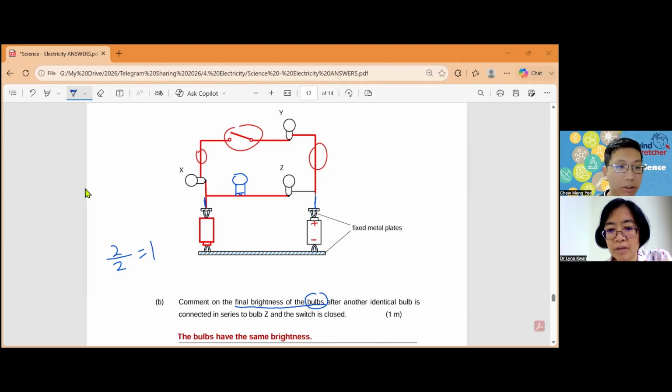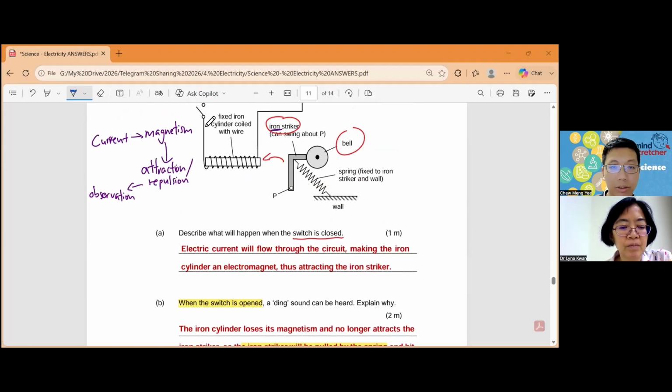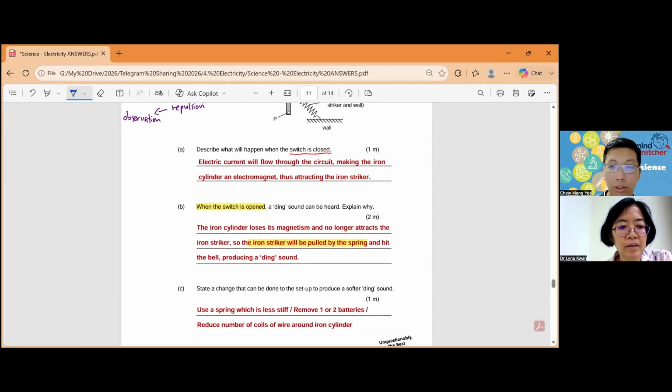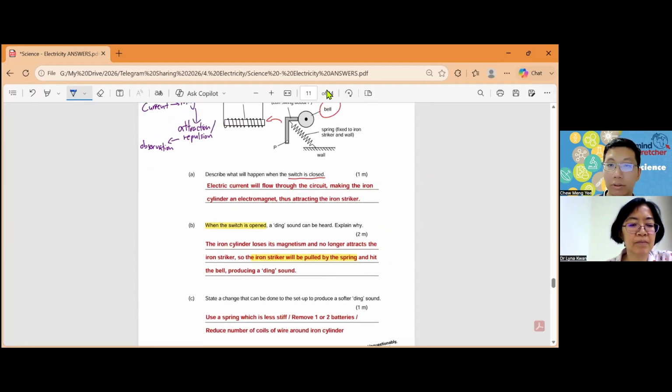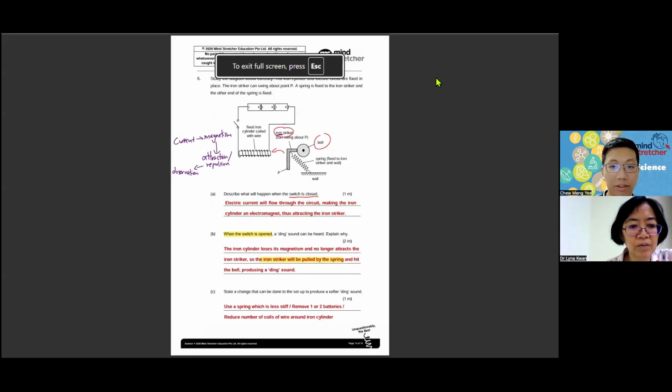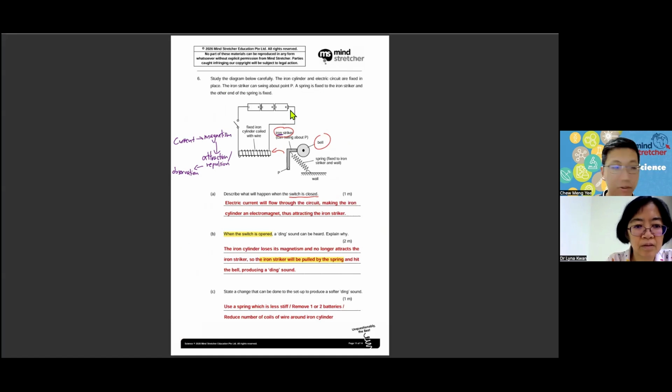Can you see a full screen of question 6? Question 6. You do a quick screenshot, full screen. I don't know if you can see the full screen here. Are you able to see the full screen in this?